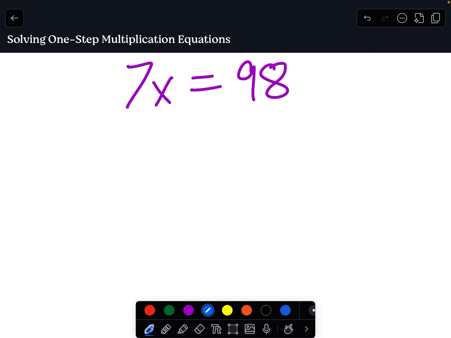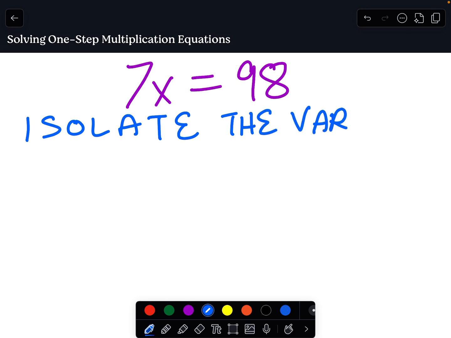Now, just a reminder that when we are approaching these one-step algebraic equations, we have one initial goal, which is to isolate the variable. In this case, the variable is x, and the variable represents the unknown and is represented by a letter of the alphabet. So it could be X, Y, Z, A, B, C, whatever. But it's a letter that represents the unknown.